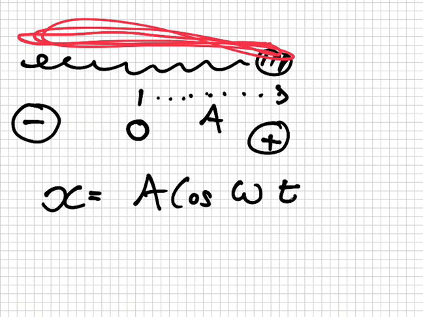For example, if I put t as 0, what's omega multiplied by 0? 0. And what's cos of 0? 1. So A times 1 is A. So you can see when t is 0, this starts at A. So that's right. The velocity is equal to minus A omega sine omega t.